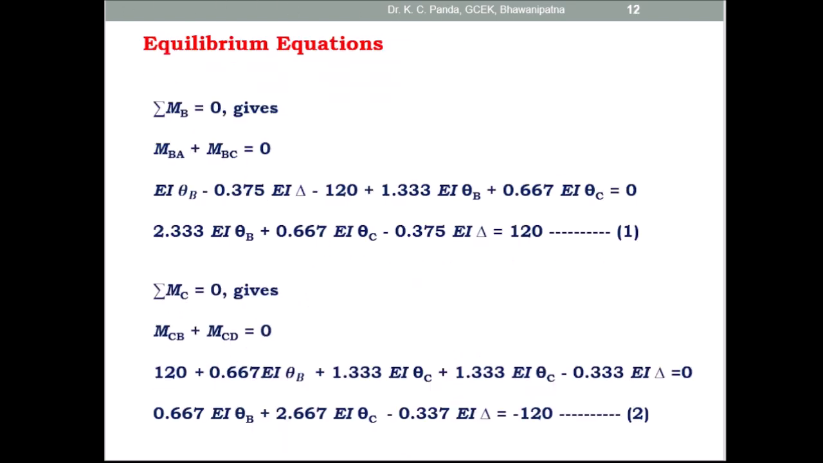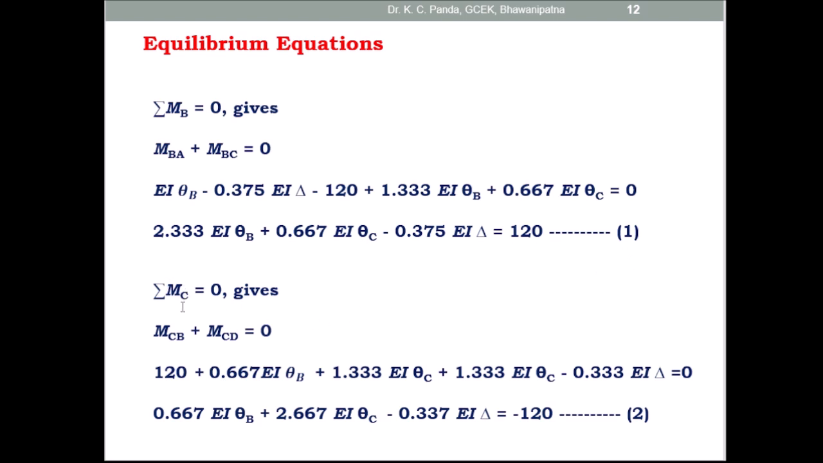Then you have to take the equilibrium equations. Summation of moment at B is equal to 0, that is MBA plus MBC is equal to 0, and put the values of MBA and MBC in this equation. Then after simplification, this is equation 1: 2.333 EI theta B plus 0.667 EI theta C minus 0.375 EI delta is equal to 120.